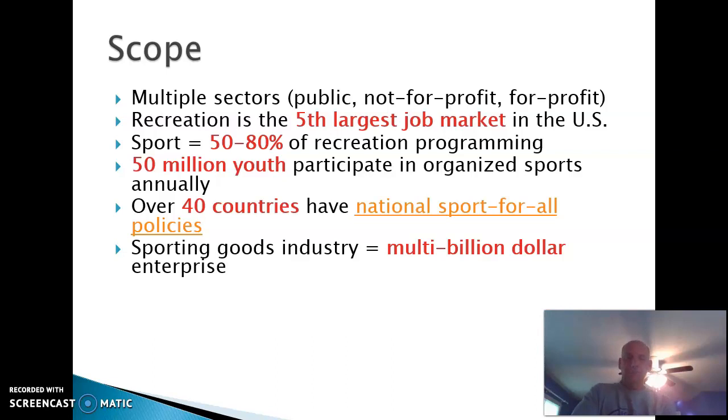The sporting goods industry is a multi-billion-dollar enterprise in the United States. It's not just shoes, but everything: golf clubs, tennis rackets, football equipment, baseball bats. Holy cow! My son's really involved in baseball, and now the price of bats. I just spent $400 on a bat not too long ago. So it's a multi-billion-dollar industry.